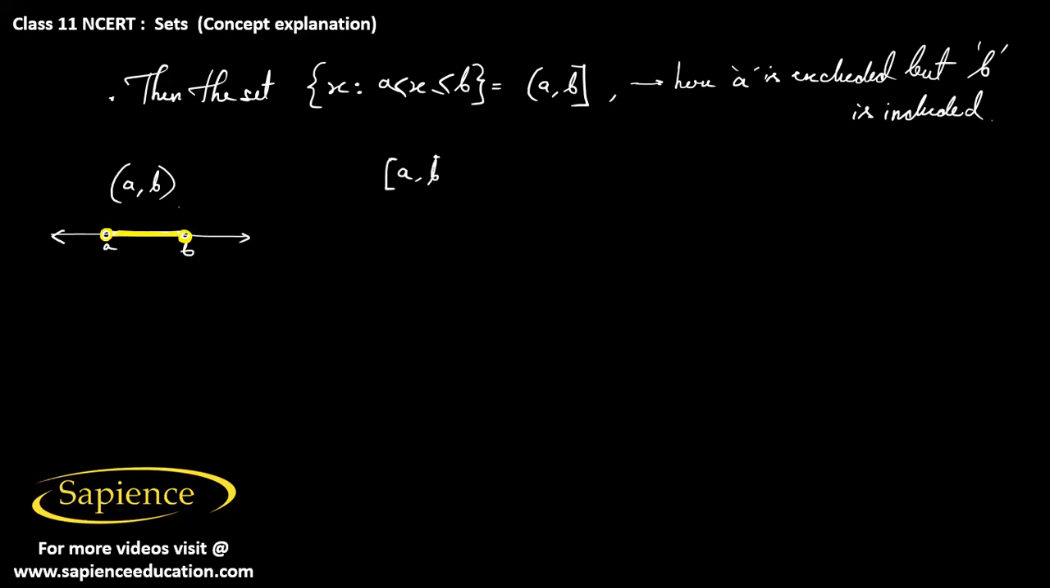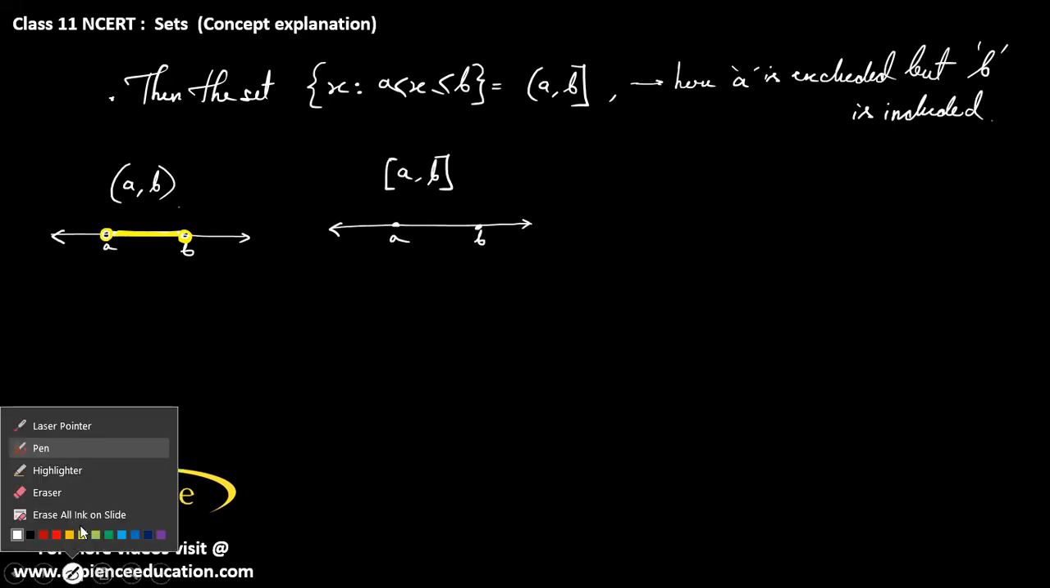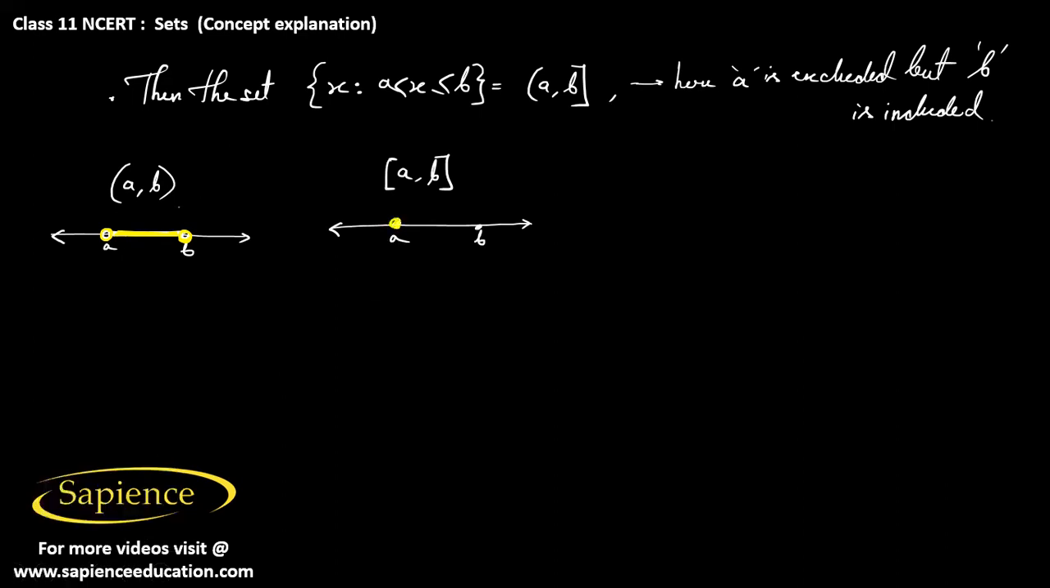And then the closed interval A to B can be represented like this. We plot the points A and B on the number line, and both the points are included. So here we draw closed circles. It means that A and B are included, and all the real numbers in between A and B are also included.